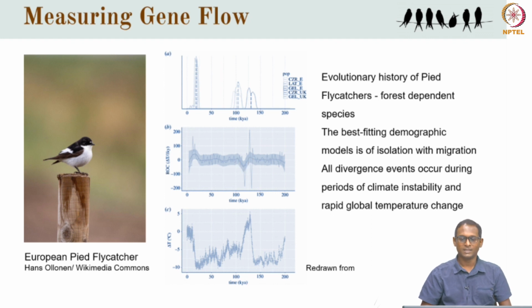So once you have data like this, you can then use it to understand other evolutionary aspects of different bird species. For example, in the European pied flycatcher, these authors used genetic data to understand how these forest-dependent bird species have actually been impacted over time with historic climatic reconstructions as well. And they find that the divergences occur around the periods of climatic instability where the global temperature changed.